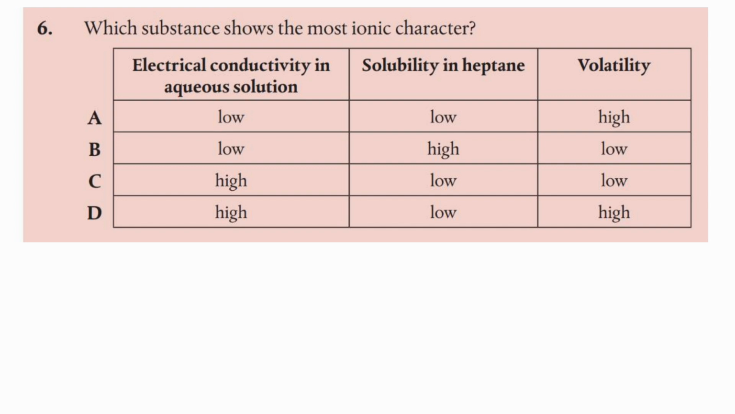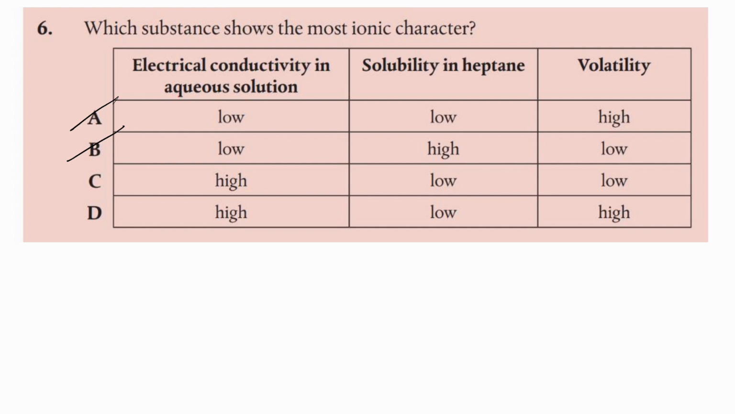Which substance shows the most ionic character? So ionic character affects a compound's properties in a few different ways. The first one is electrical conductivity in aqueous solutions. Compounds with a higher ionic character are going to dissolve into free ions, which is going to allow them to conduct electricity. So if we're talking about ionic character and electrical conductivity in aqueous solution, we know it's going to be high. So A and B, we're automatically going to cancel out for this. And then let's move on.